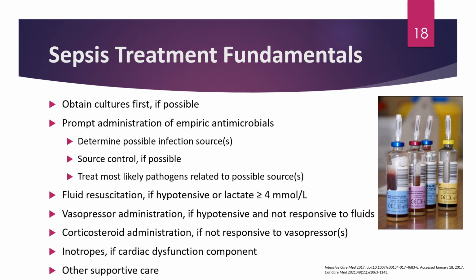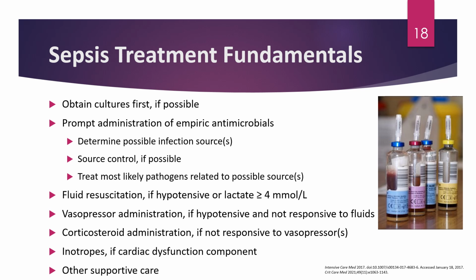In terms of sepsis treatment fundamentals, this is the main crux of what we're going to be talking about moving forward. We're going to obtain cultures first if possible, and we're going to promptly administer empiric antimicrobials, most of the time antibiotics. We want to determine where the possible infection source is, because any infection, if there's a high pathogen load or an immunocompromised patient or both, can potentially generate sepsis. We're always going to do source control if possible. If you have an infection with a high pathogen burden, antimicrobials are not always going to be able to kill it on their own.